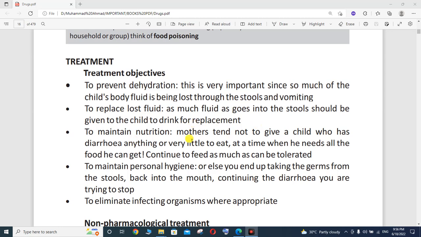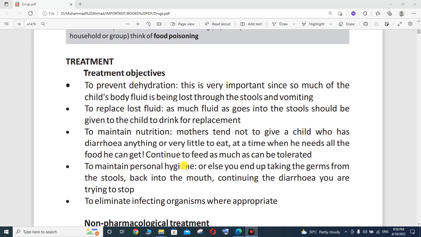To maintain nutrition, mothers tend not to give a child who has diarrhea anything or very little to eat, but that is the time when he needs all the food he can get. Continue to feed as much as can be tolerated.